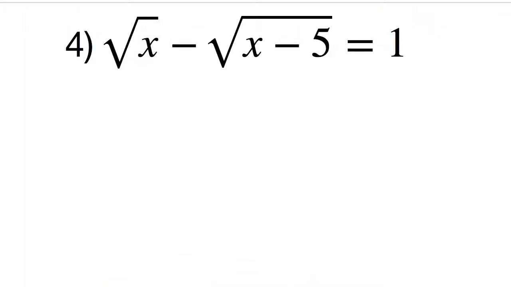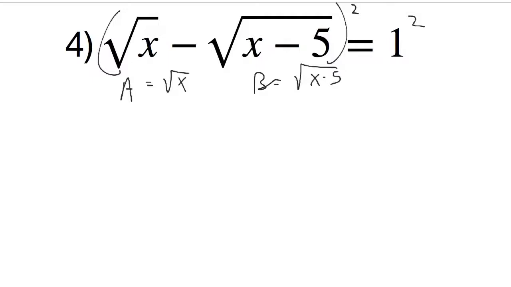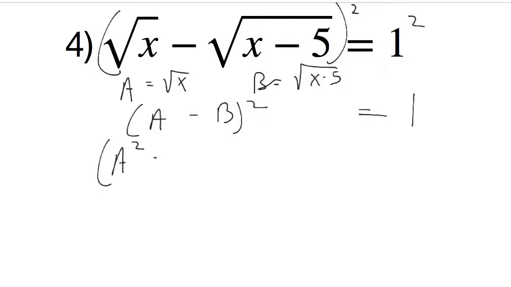So here we get an equation that if you simply square it, you're not going to completely get rid of the radicals the first time around. You're going to have to square it twice. Let me show you what I mean. So if you're squaring this, you could think of a as the square root of x and b as the square root of x minus 5. So then really what we have is a minus b squared is equal to 1. Remembering the formula, we can translate that into a squared minus 2ab plus b squared is equal to 1.